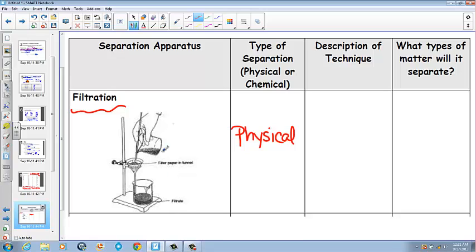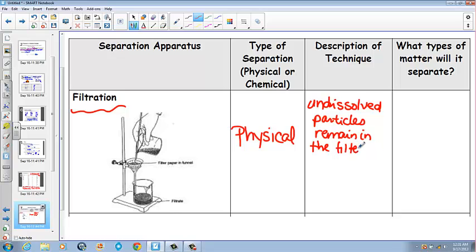The description of the technique would be that you are taking the undissolved particles and they will remain in or on the filter paper, while the filtrate, or the liquid, passes through the filter paper into the beaker. That is one way to separate the bigger particles from a mixture.